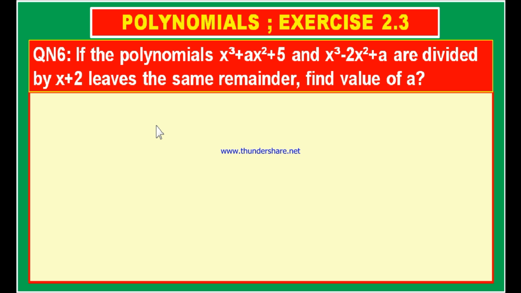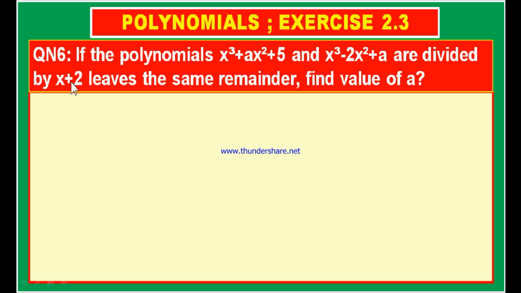Now here we are given two polynomials. The first polynomial is x cube plus ax square plus 5. This is the third degree polynomial. And this is another polynomial x cube minus 2x square plus a is the second polynomial. Now, if the first polynomial is divided by x plus 2, then there may be some remainder. And if we divide the second polynomial with x plus 2, there may be some other remainder. But in the question it is given that they leave the same remainder, means the remainders are equal.